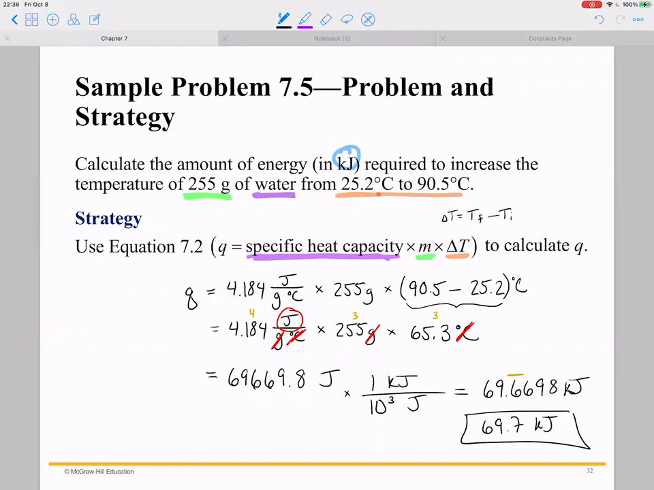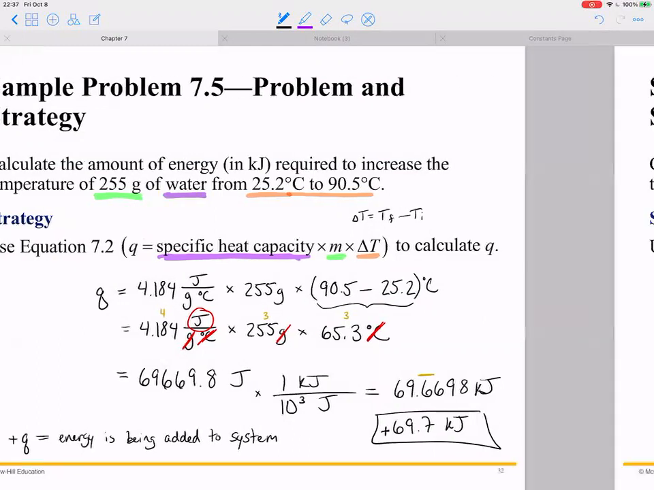One of the things I want to point out is that the sign in our answer, the fact that it's positive, tells us something about what's going on here. So positive Q means energy is being added to the system, which is in this case, this 255 grams of water. So when Q is positive, it means that you're putting energy in. You have to put energy in to raise the temperature.